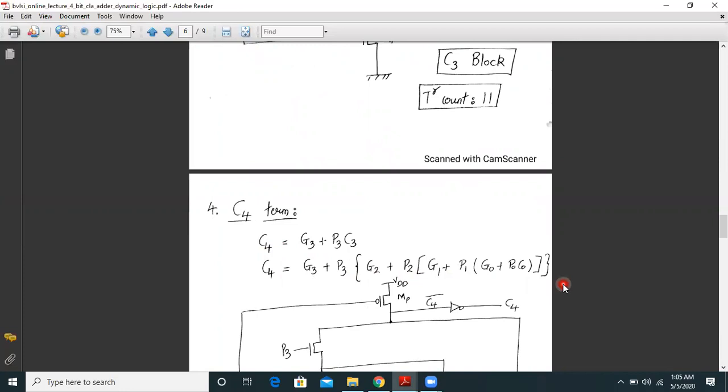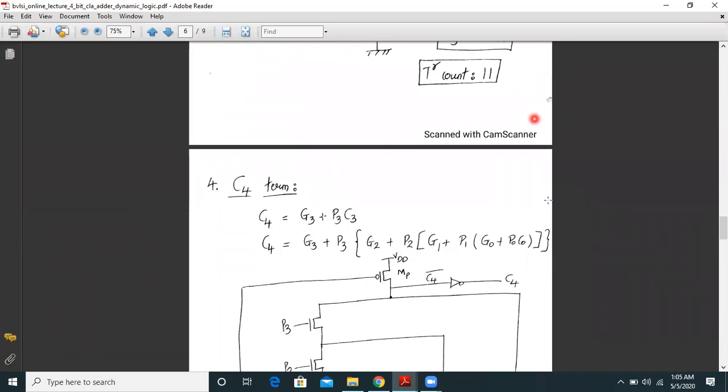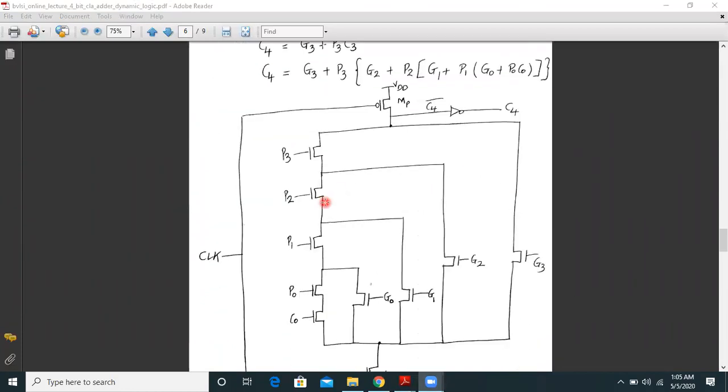So let us begin with the design. First we have to implement the pull down network. We'll start with the innermost expression, P0 C0. So the two transistors are connected in series with the inputs P0 C0, which is again connected in parallel with the transistor with input G0. Again, this network is in series with the NMOS transistor with input P1, which is again in parallel with the NMOS transistor with input G1, and so on. We continue like this and implement the pull down network. We have described this too many times.